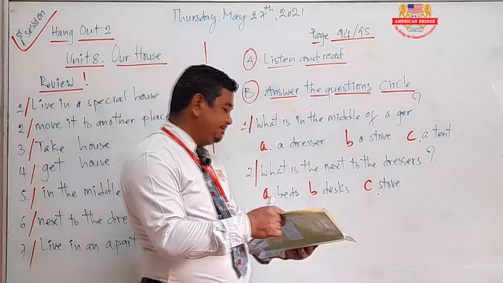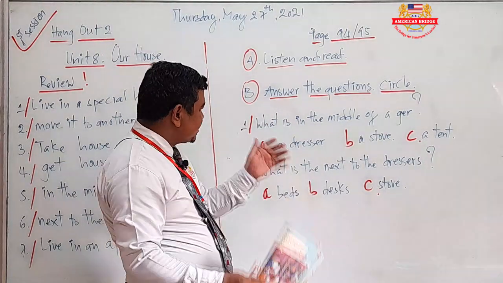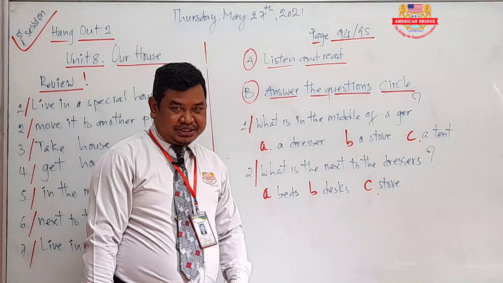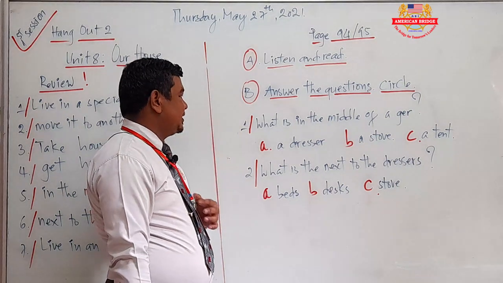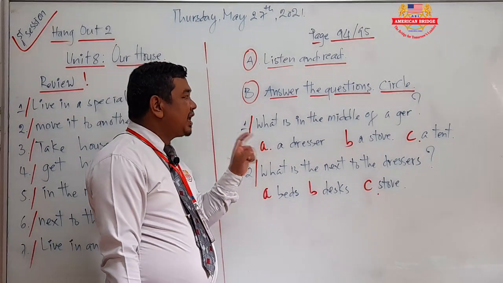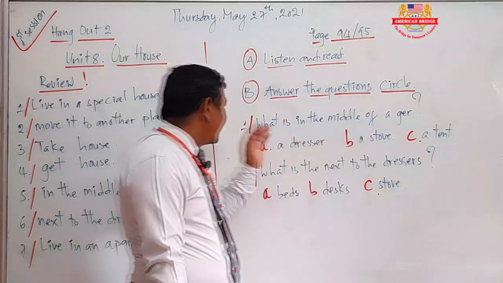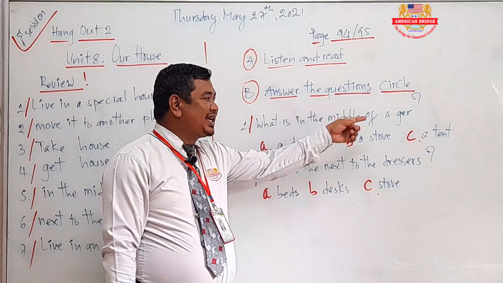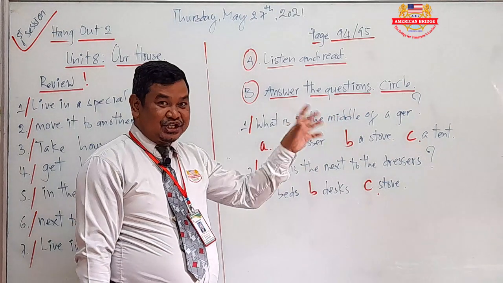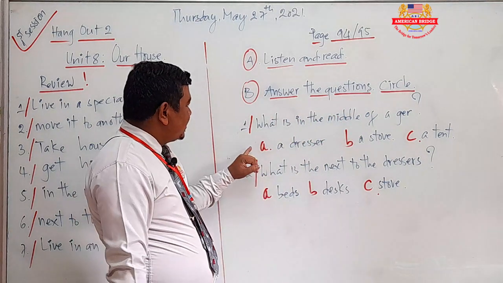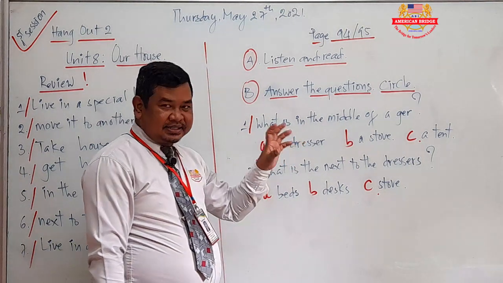Okay. So now student, read with me. Answer the question in circle. We have only two questions that you are going to do today. Number 1, what is in the middle of the gear? The gear, this one is a house, but they call it a gear in Mongolia, right? In Mongolian, okay? So A, a dresser, B, a store, C, a tent.